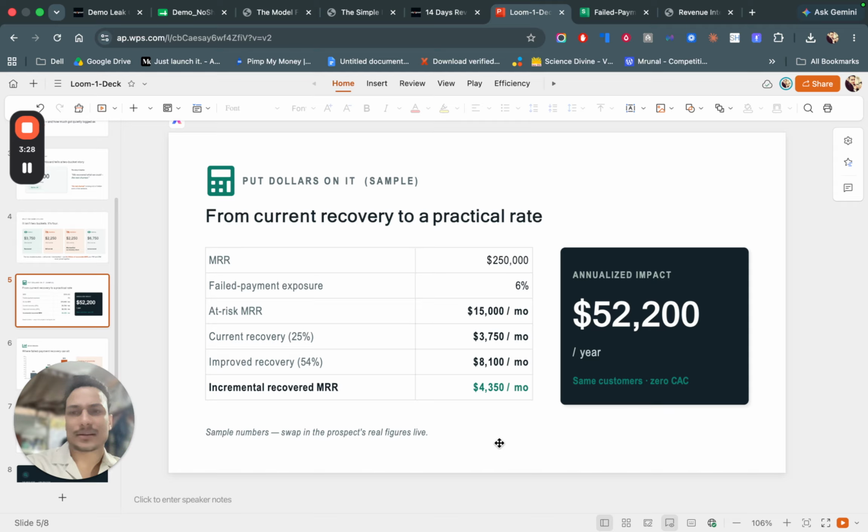Now say you set up better retry timing, card updater, and joining payment failure back to your churn data. Realistically you land at a mid-range of 54%, which is $8,100 back, and the difference between the two is $4,350. That's the incremental recoverable MRR, annualized about $52,000 a year. Same customers, no new acquisition spend, and that's revenue you already earned and are just not collecting.